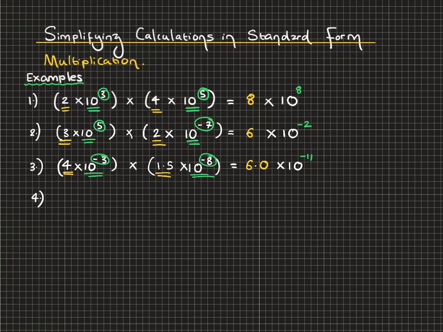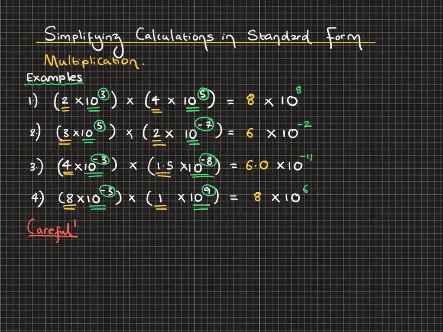What about one last example? 8 times 10 to the negative 3 multiplied by 1 times 10 to the 9. So again, let's start with these parts. 8 times 1 is simply 8. And then we have 10 to the negative 3 multiplied by 10 to the 9. Add your indices, and this will give you your overall index here for 10. Negative 3 add 9 is equal to 6. So the answer is 8 times 10 to the power of 6.